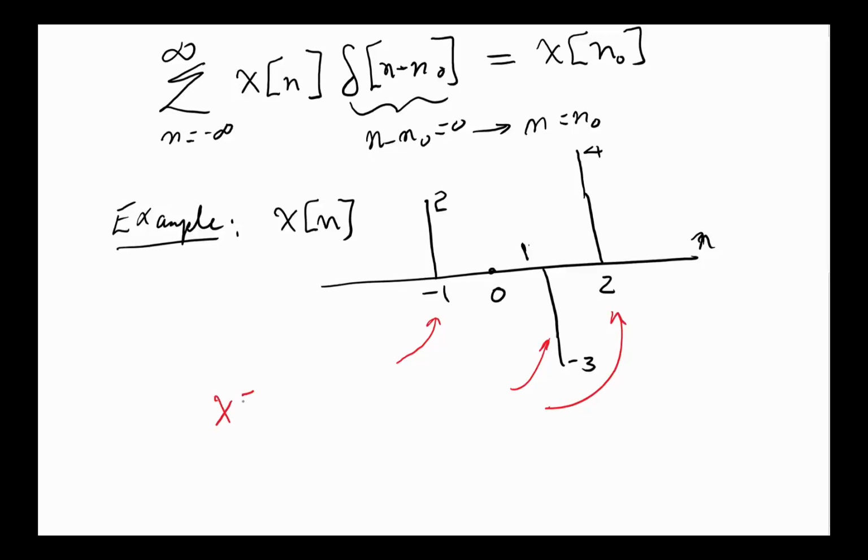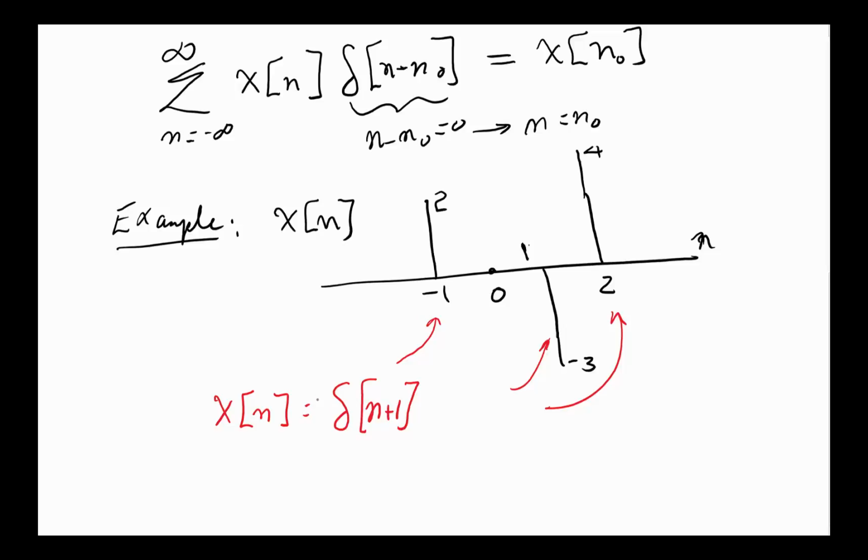So I can literally write x of n as delta of n plus 1, right? This is n minus n0, where n0 is -1, so it's n plus 1.